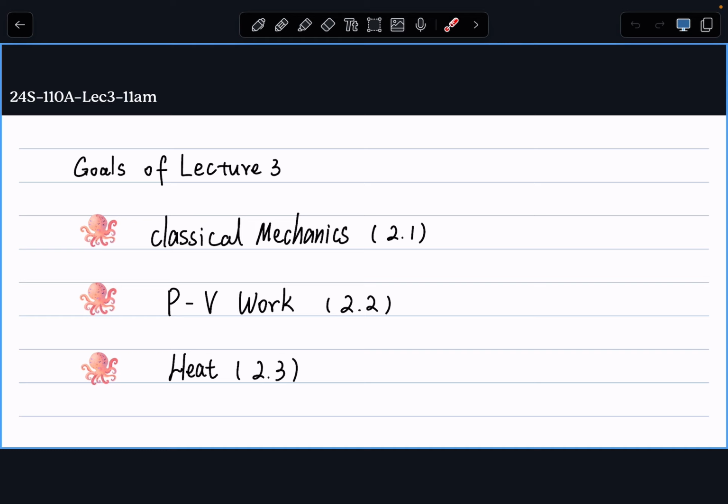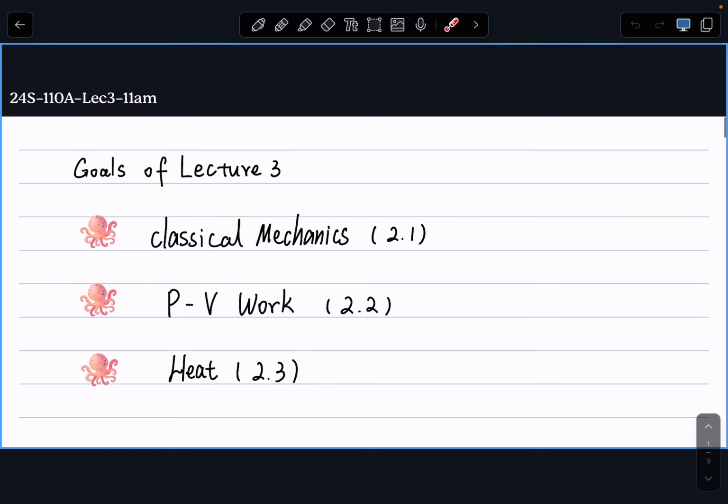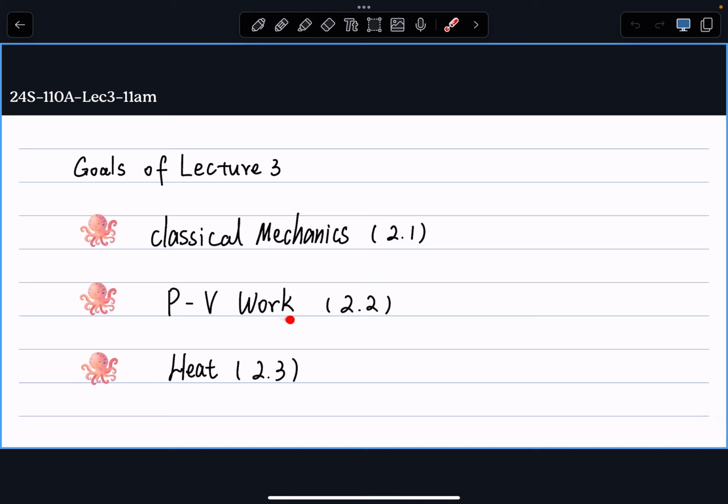But before we talk about the laws of thermodynamics, again, we want to define or make sure you understand every term we're using in that first law of thermodynamics. So this lecture will again be more of a preparation lecture, so you have an idea or the background knowledge of basically classical mechanics and PV work and also heat. So today we'll hopefully finish the first 2 topics. We'll leave heat for our next Monday's lecture.